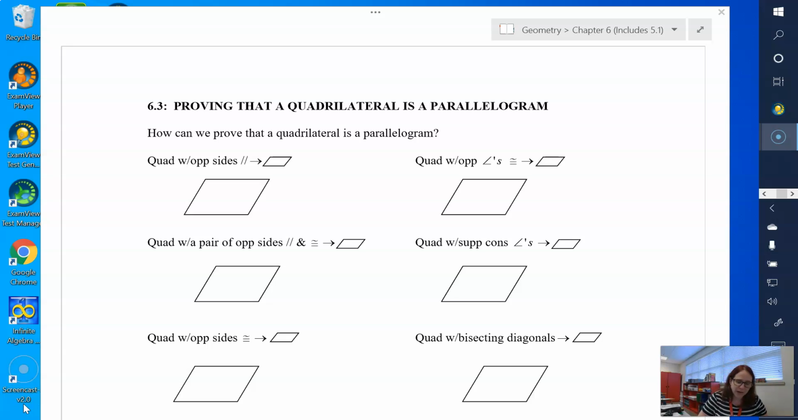First, a quadrilateral with opposite sides parallel guarantees a parallelogram. So if those two sides are parallel, and the top and bottom are parallel, then you have a parallelogram. And the way I'm going to write it for the shorthand is I'm just going to say quad with opposite sides parallel, so I'm using that parallel symbol. The arrow means implies, and then I'm just going to draw a parallelogram. So quad with opposite sides parallel implies a parallelogram.